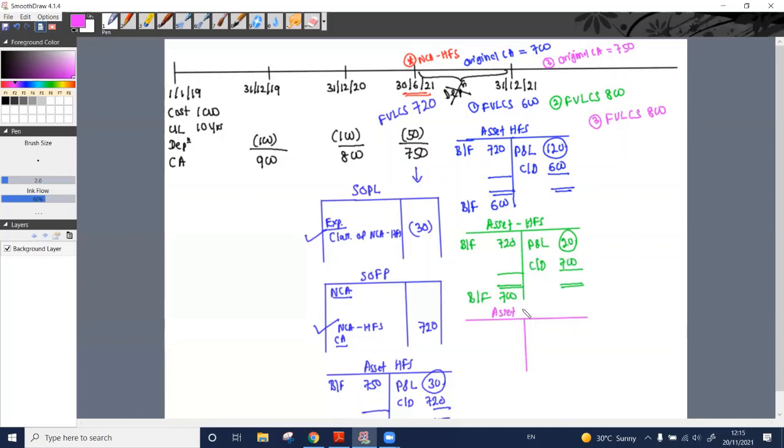Here, asset held for sale. There is a brought forward balance from the initial measurement, 720. Now the brought forward balance for the next period should be what? The subsequent measurement should be what? Lower of original carrying amount and the fair value less cost to sell. What is the lower value? 750, right? 750, carried down balance 750. So what is the amount now?